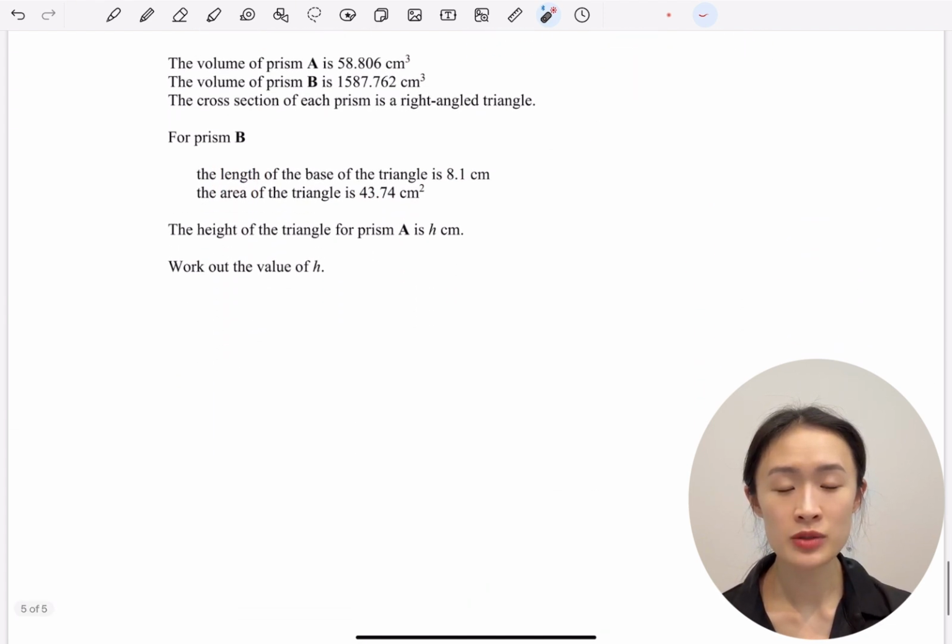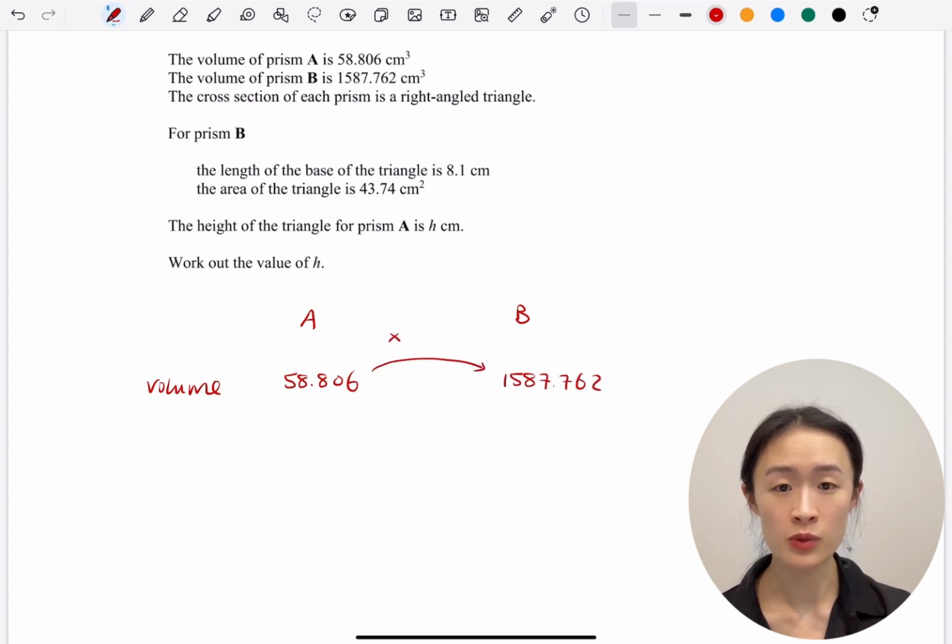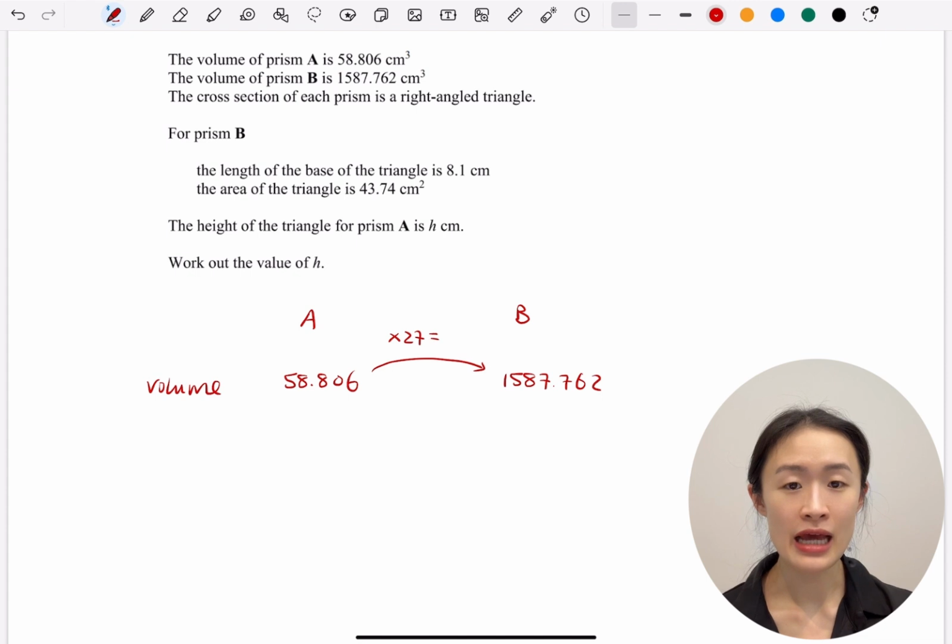So again, a lot of information. I'm gonna set out my solution by saying, well, I have two shapes, A and B. I'm given the information about their volumes. I'm gonna write them down as well. So from here, we can work out the volume scale factor straight away, which is 27, and then that is 3 cubed. So that tells us the area scale factor and length scale factor as well.